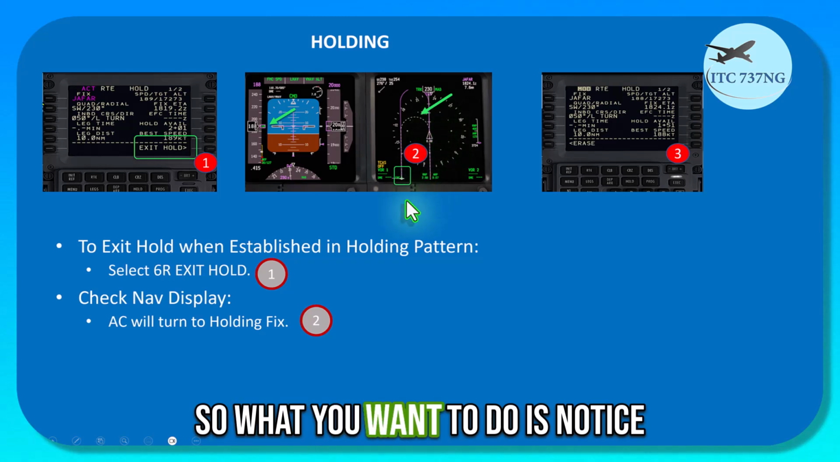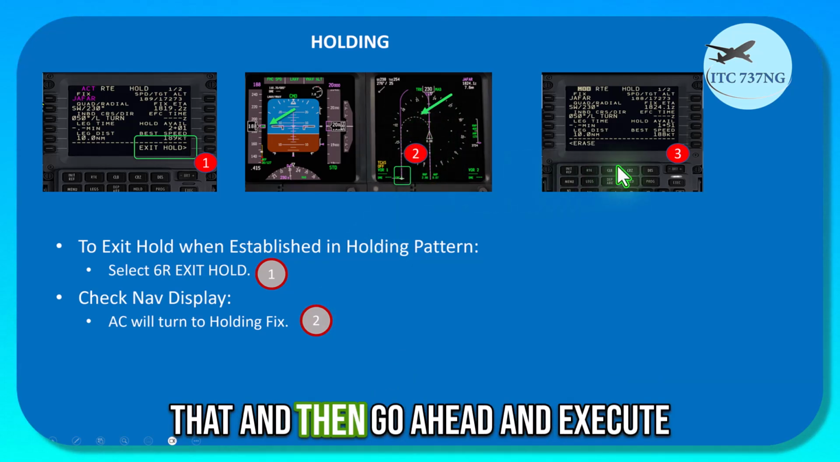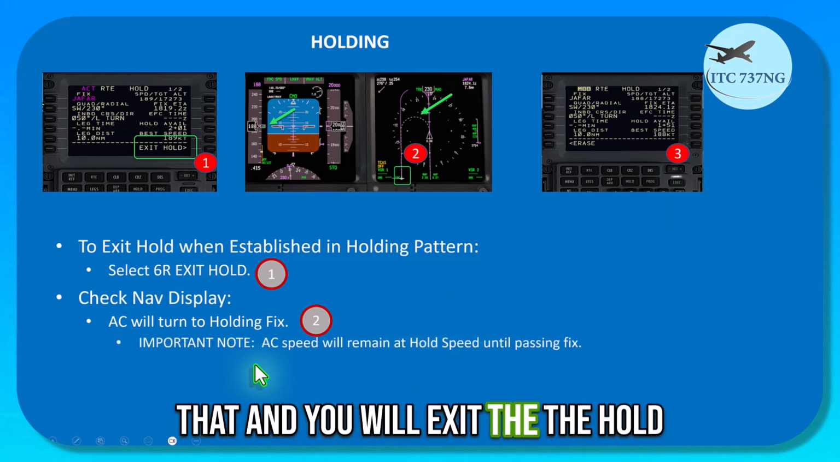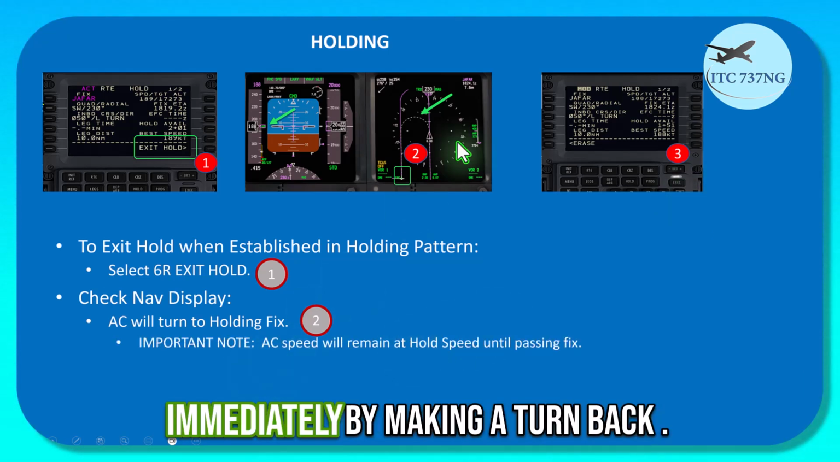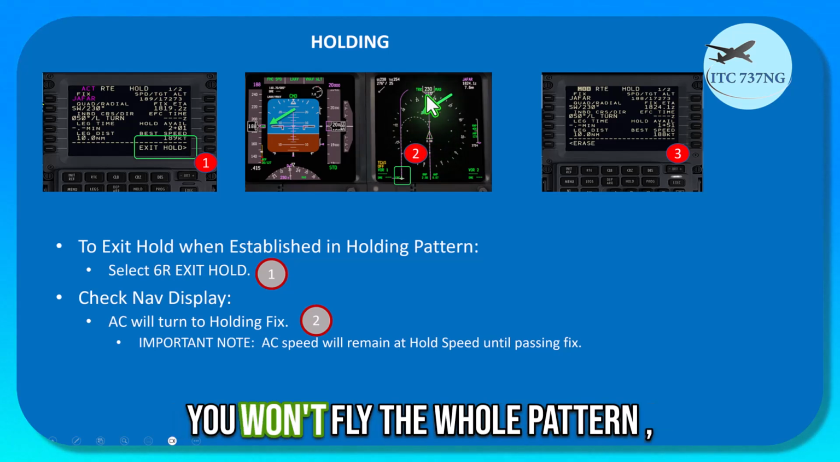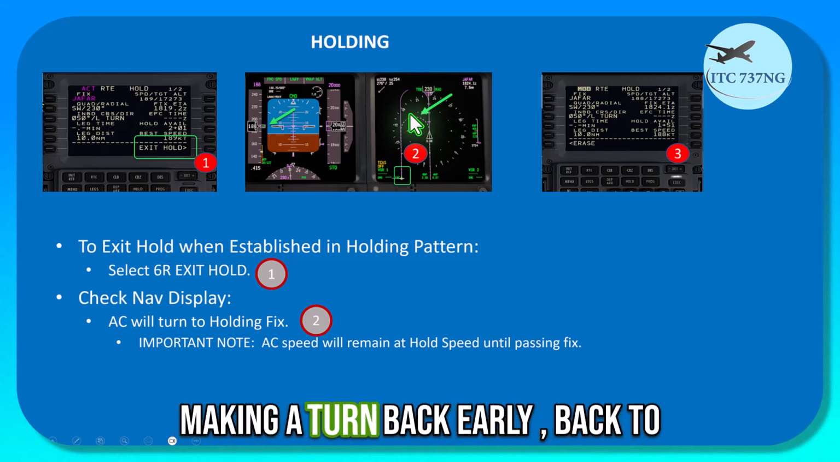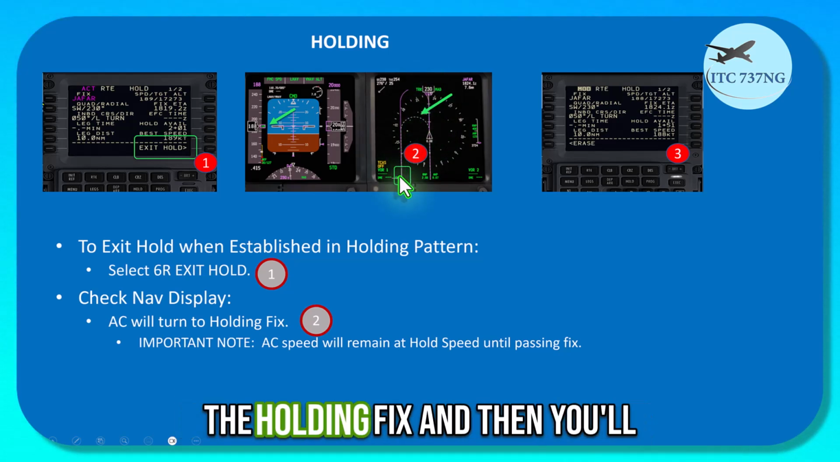So what you want to do is notice that, and then go ahead and execute, and you will exit the hold immediately by making a turn back. You won't fly the whole pattern, making a turn back early, back to the holding fix, and then you'll depart the holding fix.